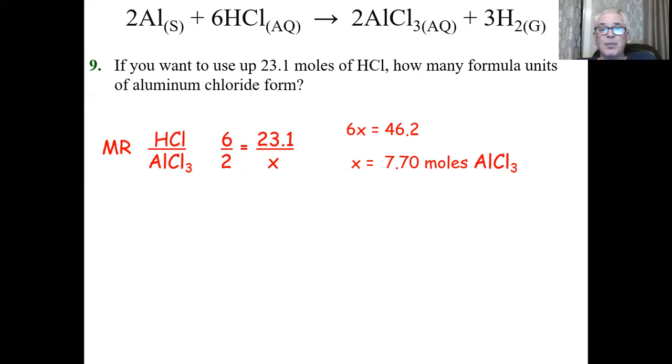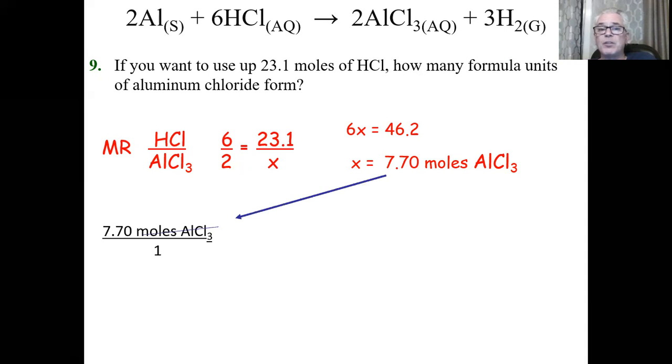If we use up 23.1 moles of acid, we're going to get 7.70 moles of aluminum chloride. Is that the answer? No, it's not. The question is how many formula units? So we have to take that 7.70 moles of aluminum chloride over 1. That's going to be our new starting point.